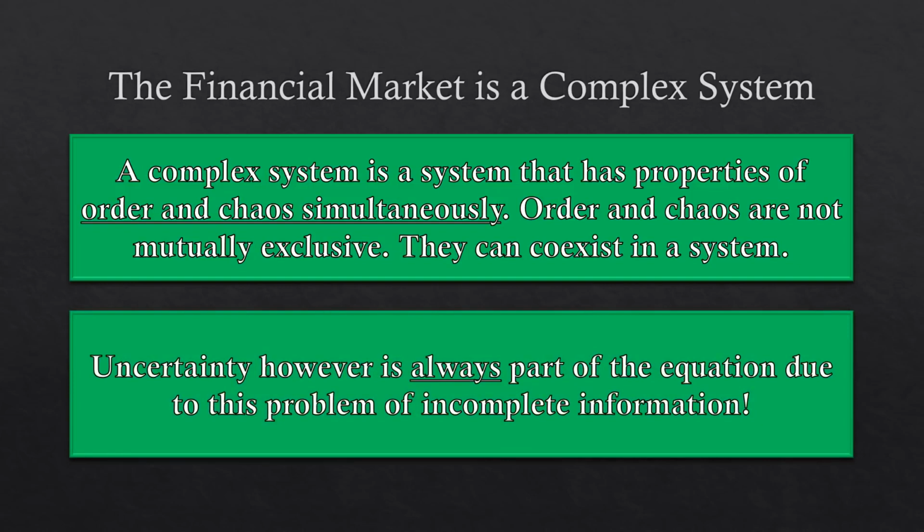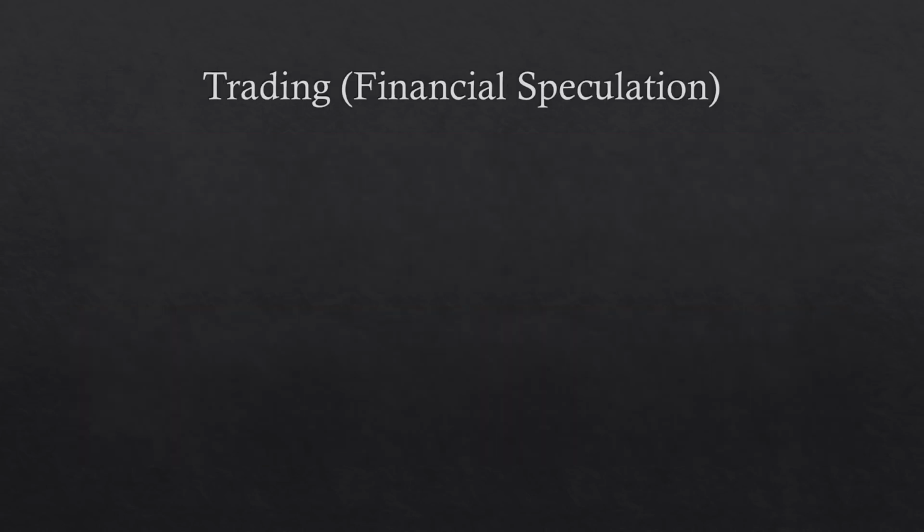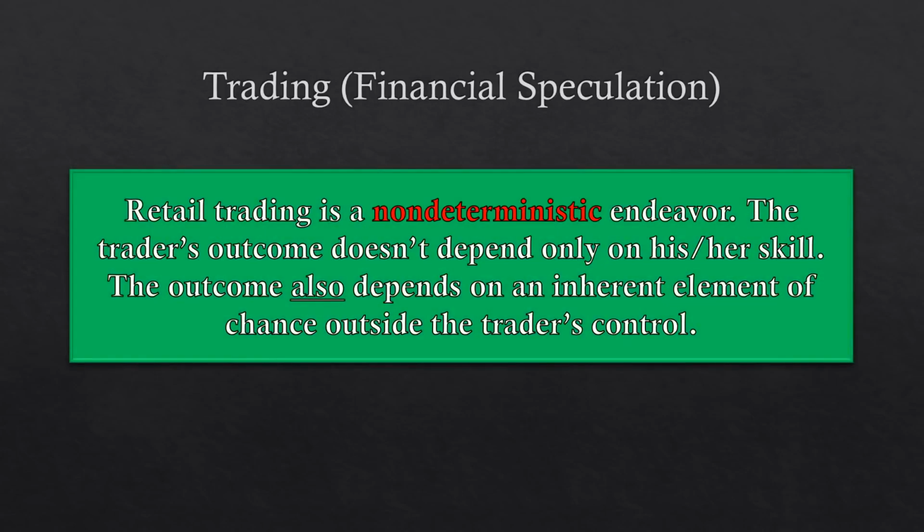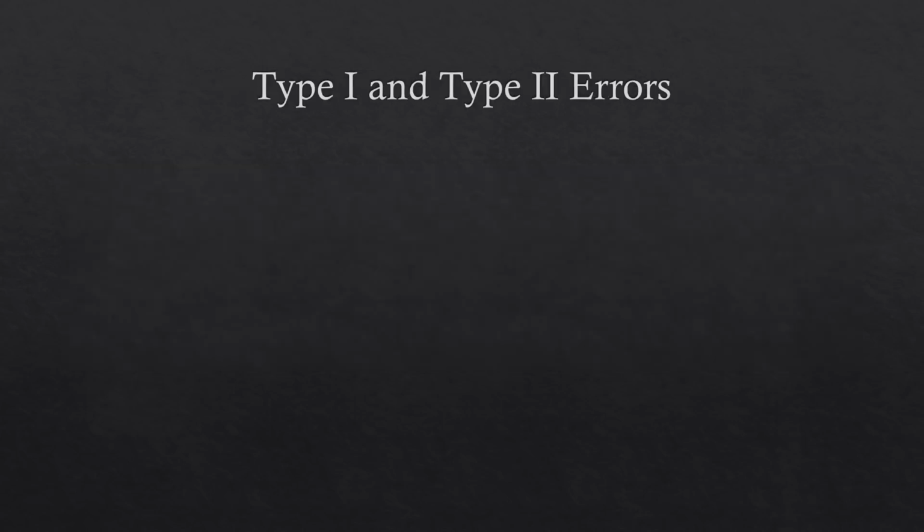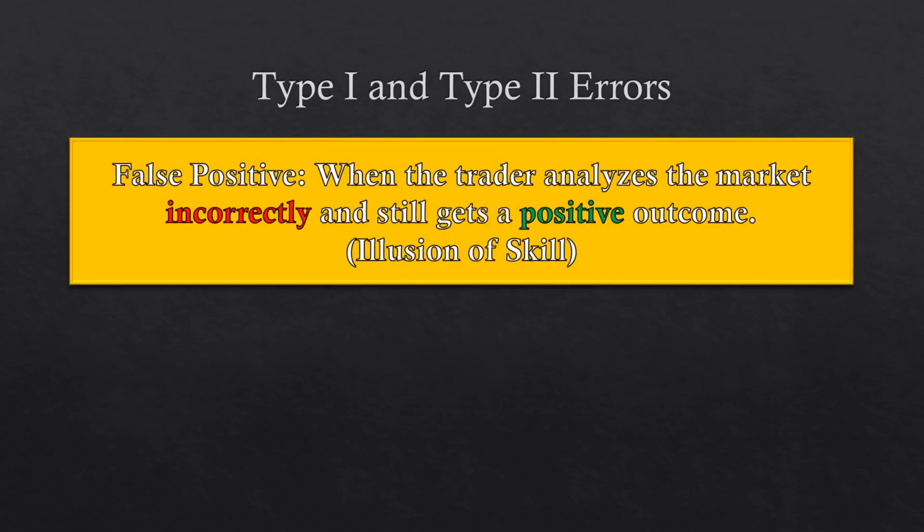The point I'm trying to make here is that financial speculation or retail trading is a non-deterministic endeavor due to the uncertainty of the future. That means that the trader's outcome doesn't depend only on his or her skill. It also depends on an inherent element of chance outside the trader's control. This situation makes the trader vulnerable to two different types of error. The trader can make a false positive or a false negative error in his judgments.